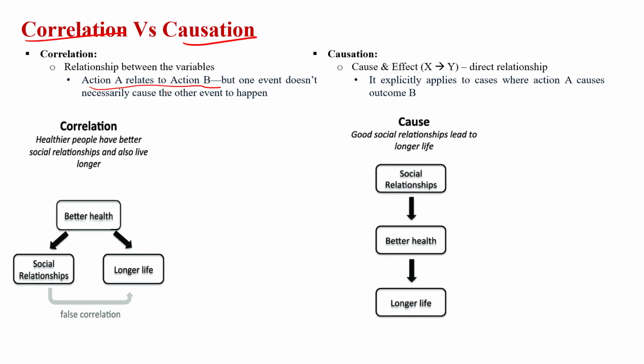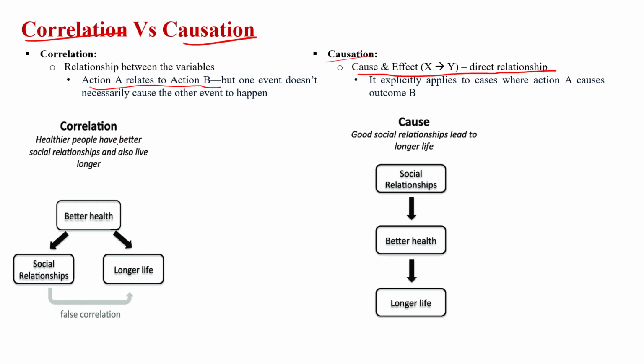Okay, if one variable is causing another to increase or decrease, then there is causation, that is a cause and effect relationship. Like if we say that action A is causing outcome B, or you can say increasing B or decreasing B.